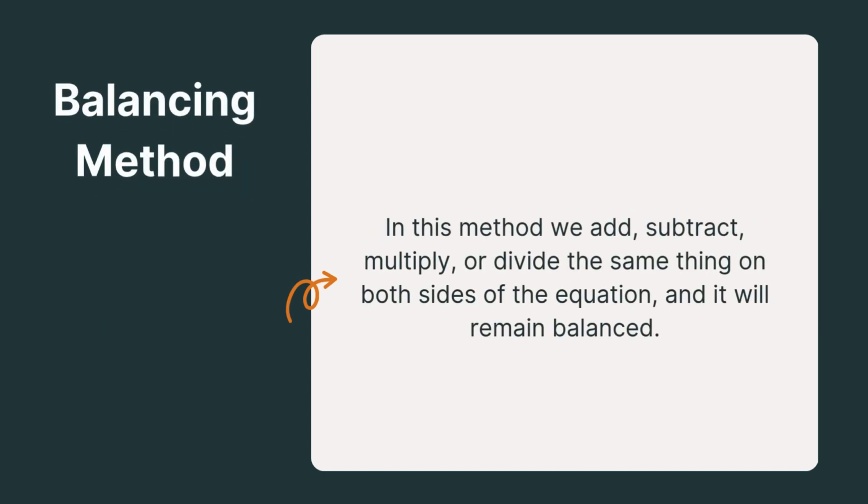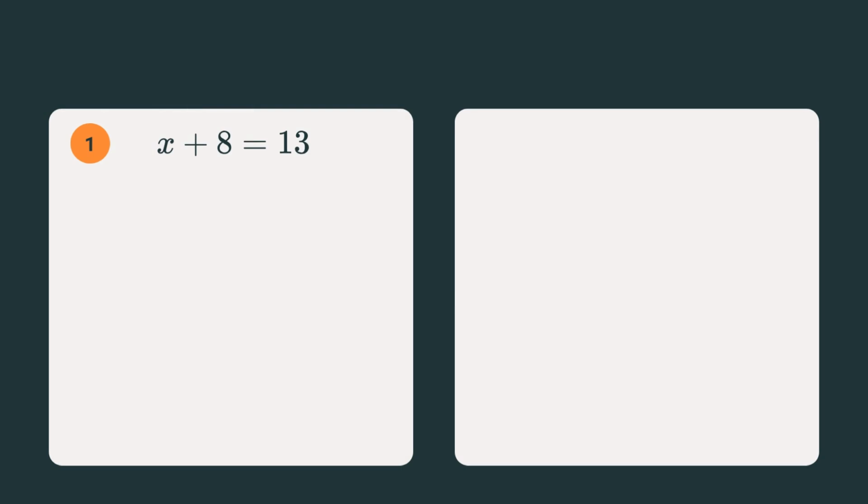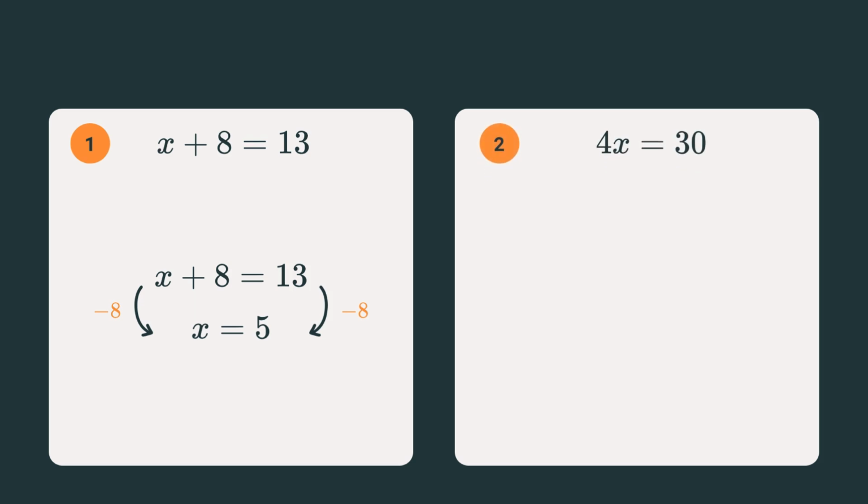Now let's try another method to solve these equations called balancing method. In this method we add, subtract, multiply, or divide the same thing on both sides of the equation, and it will remain balanced. For example, we want to find x in this equation, so we want to remove 8 from the left-hand side, so we subtract 8 from both sides. By doing so we get x is equal to 5. Similarly, in another equation, we divide both sides by 4 and we get x is equal to 7.5.